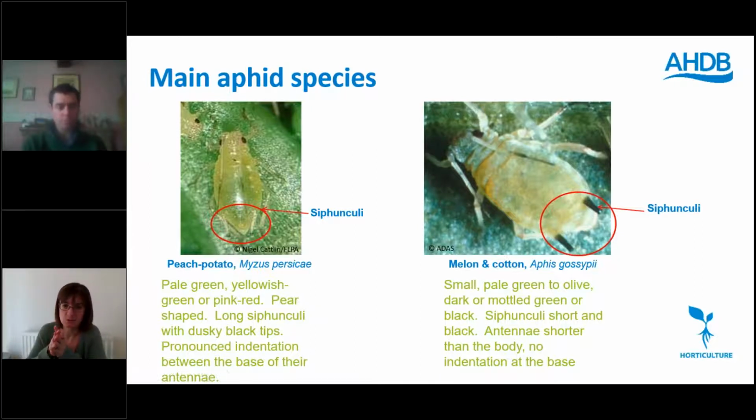This one is also resistant to some insecticides, and this in particular is a major pest of chrysanthemum and cyclamen. It causes leaf distortion, and it can also lead to the development of sooty mold from the honeydew that it excretes.